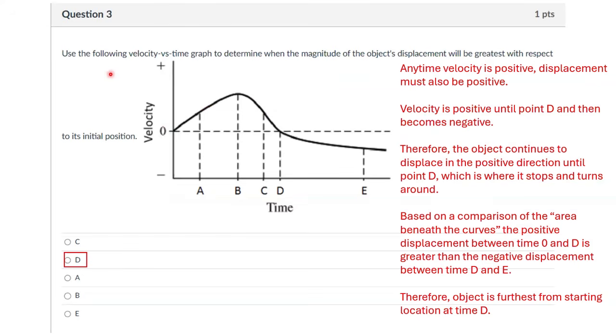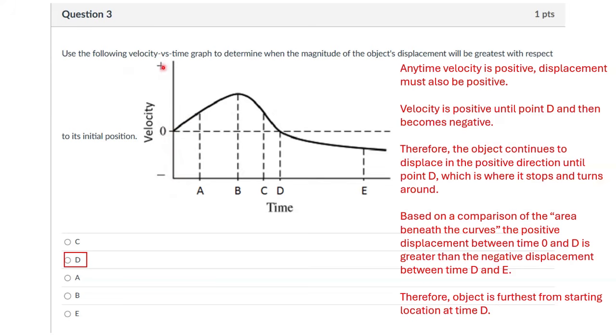Okay, same graph, but now we're trying to figure out when the object will have the greatest displacement relative to its initial position at time zero. So whatever position it had at this time. Velocity has signs. That's because it's a vector. Positive means one direction, negative means the other direction.